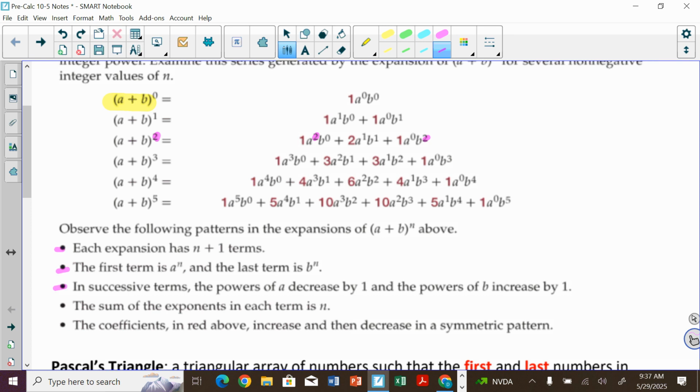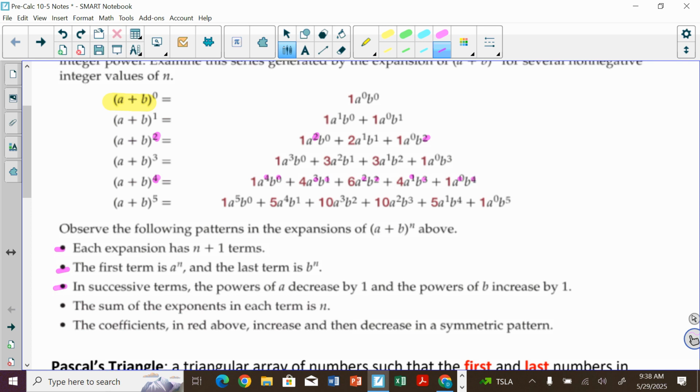Here's this one. In successive terms, the powers of a decrease by 1, and the powers of b increase by 1. So the first term is going in descending order, while the second term is going in ascending order. Look at a plus b to the 4th. Your a term goes 4, 3, 2, 1, 0. And your second term, your b, goes the opposite way. It goes 0, 1, 2, 3, 4.